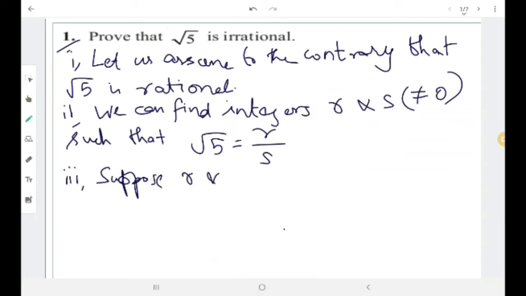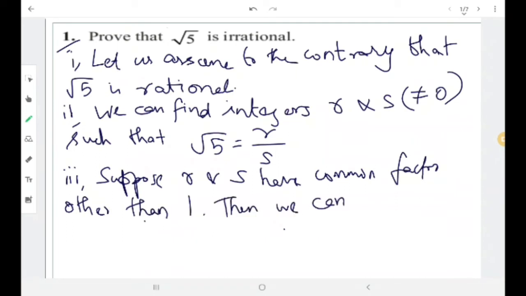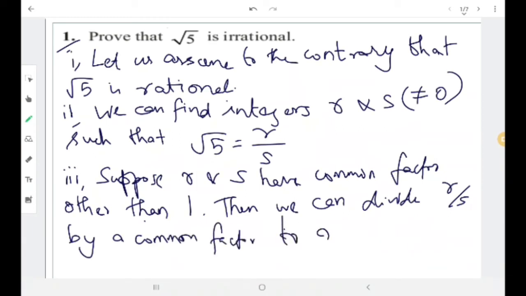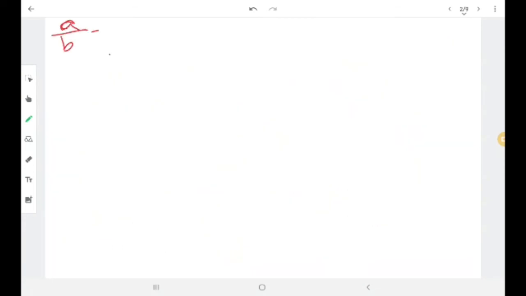Suppose r and s have a common factor other than 1, then we can divide r by s by the common factor to get another fraction a by b. A by b is equal to root 5 such that a and b are co-primes, that is a and b have no common factor other than 1.